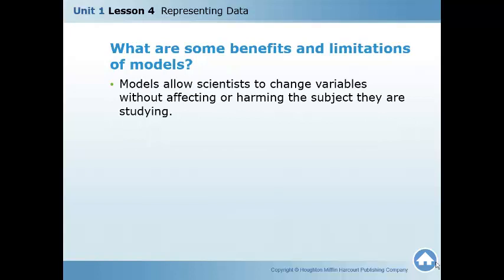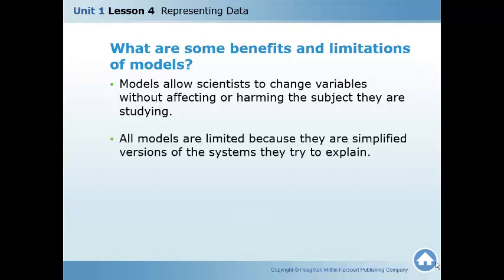Models allow scientists to change variables without affecting or harming the subject they are studying. So you can use a model without affecting or hurting any subject you're studying.